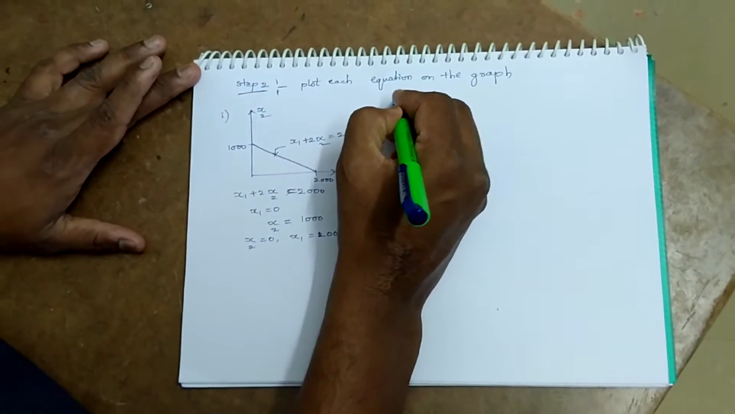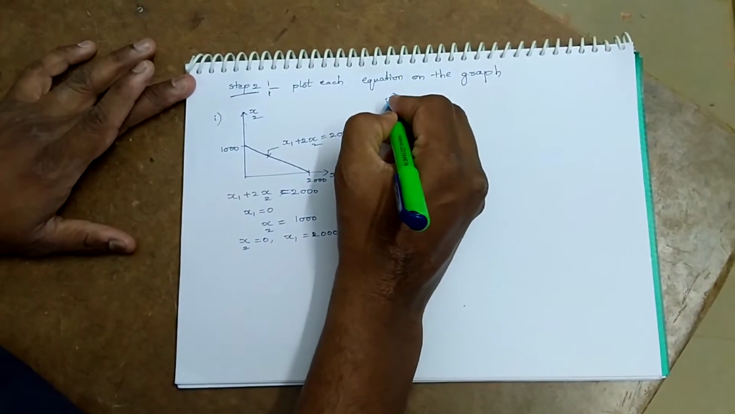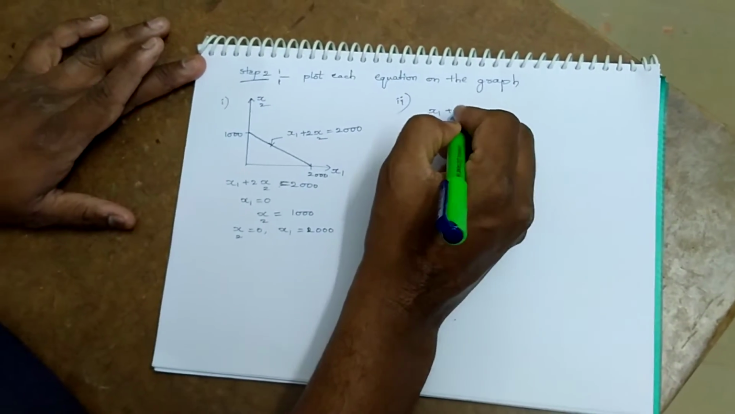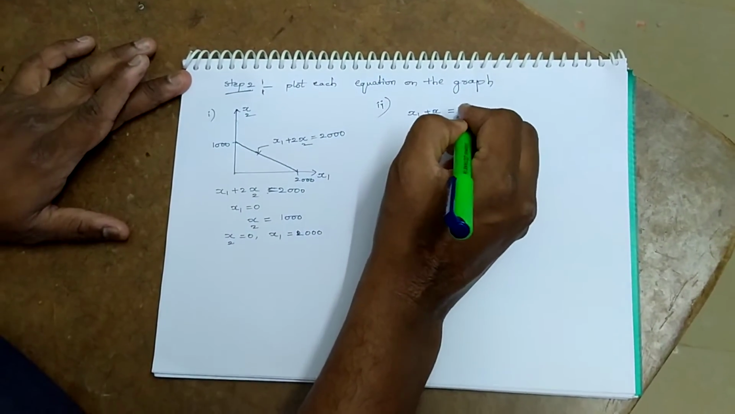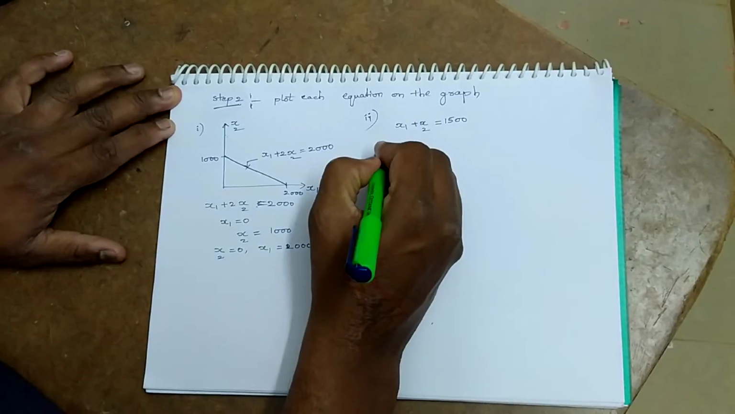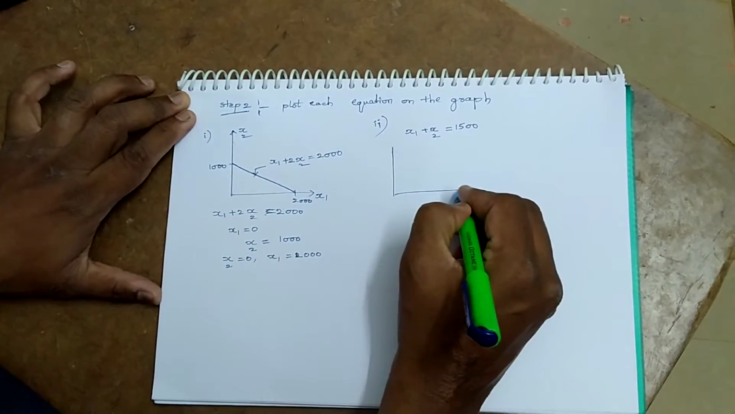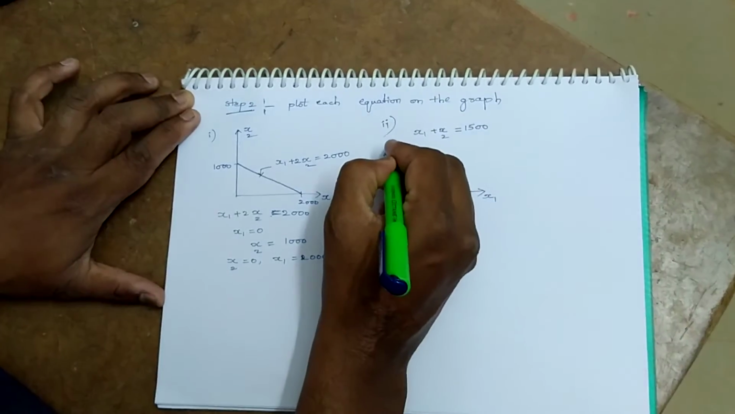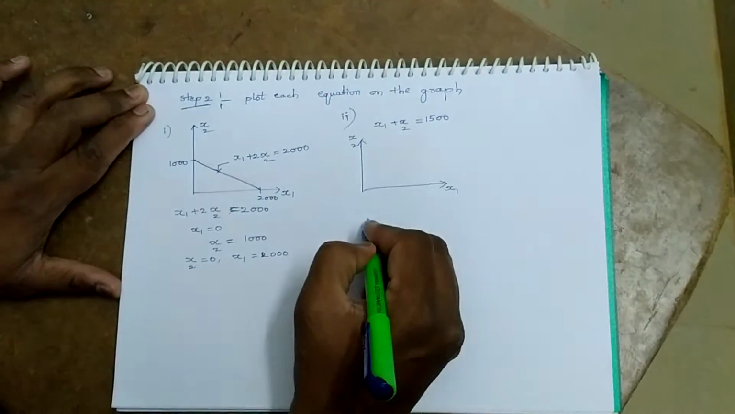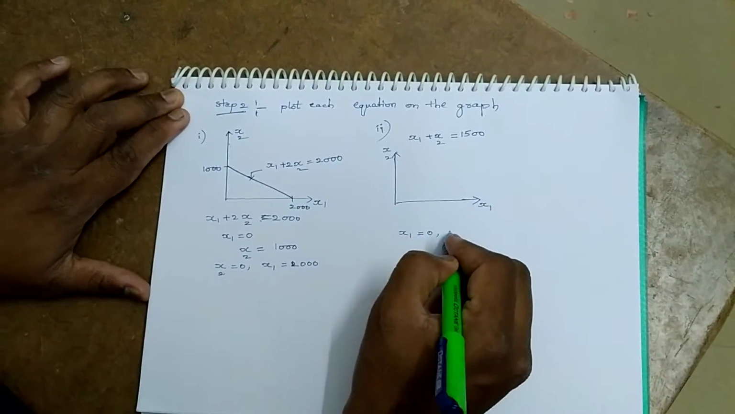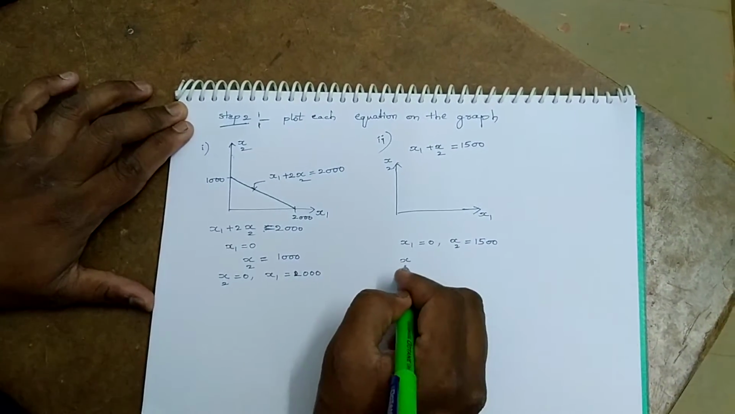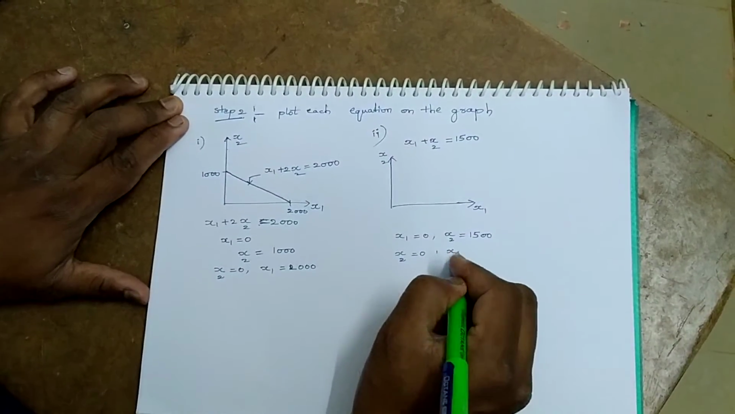And the second line. For the second one, what is the second equation? X1 plus X2 is equal to 1500. To plot this line on the graph, take the coordinates like this. This is X1 and this is X2. Since X1 plus X2 is equal to 1500, first of all you can take X1 is equal to 0. Accordingly you will be getting X2 is equal to 1500. Similarly you can put X2 is equal to 0. You will be getting X1 is equal to 1500.